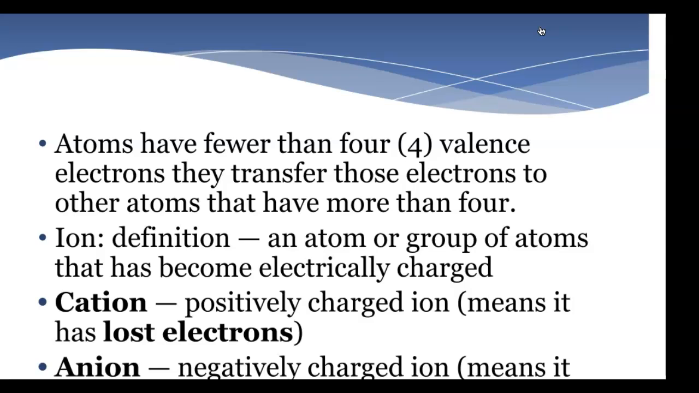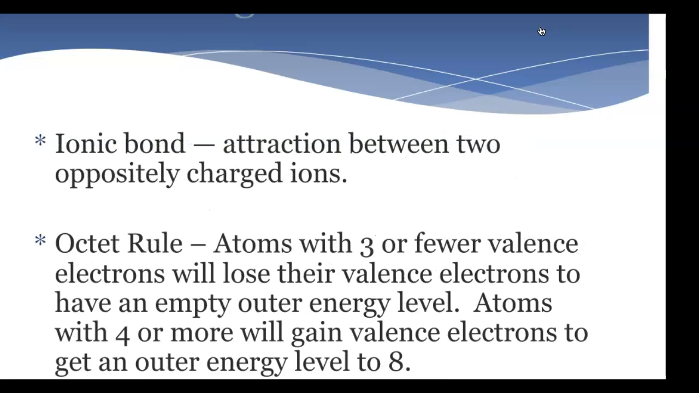Okay? Anions, on the other hand, are negatively charged, meaning they have gained electrons. So an anion gets another electron. Hopefully that helps you. Okay, an ionic bond forms between two oppositely charged ions. So that means you have to have a positive ion and a negative ion.